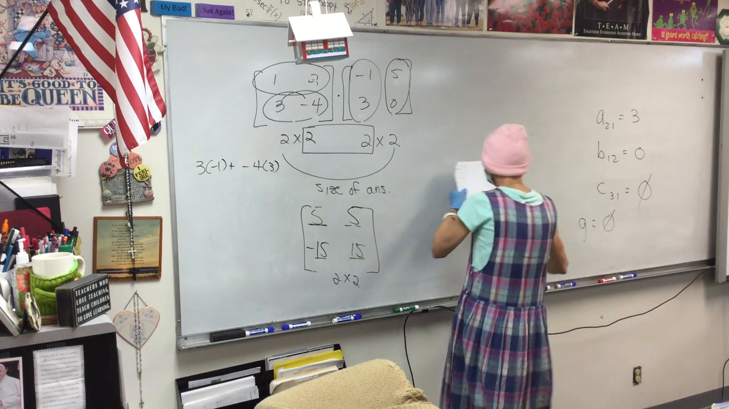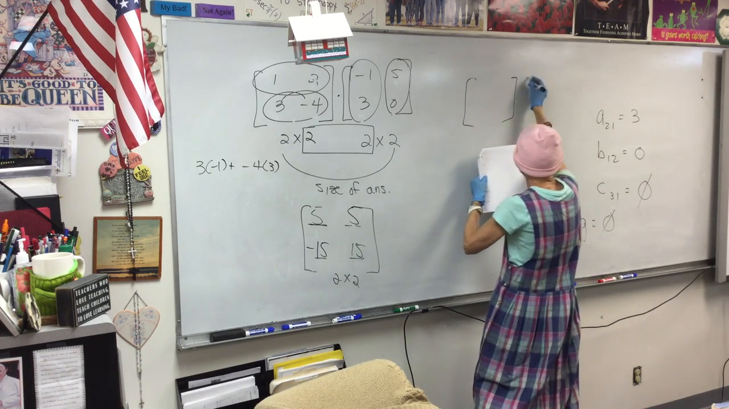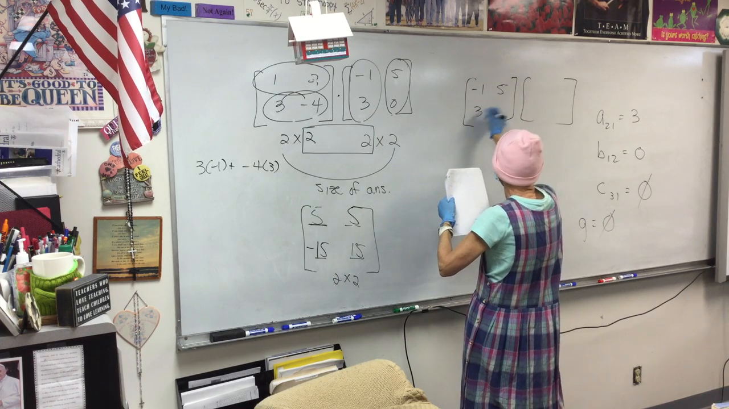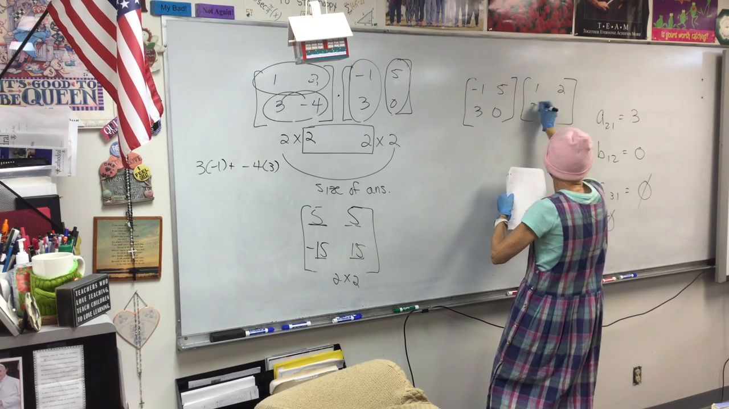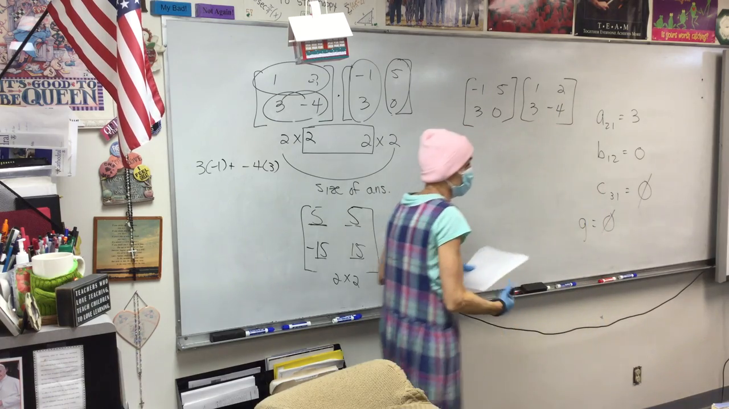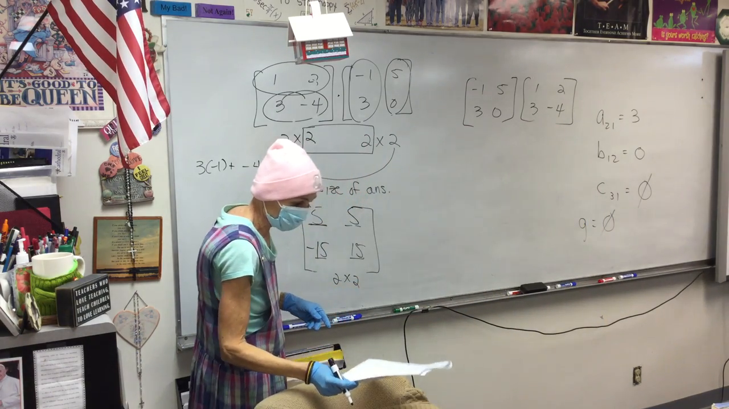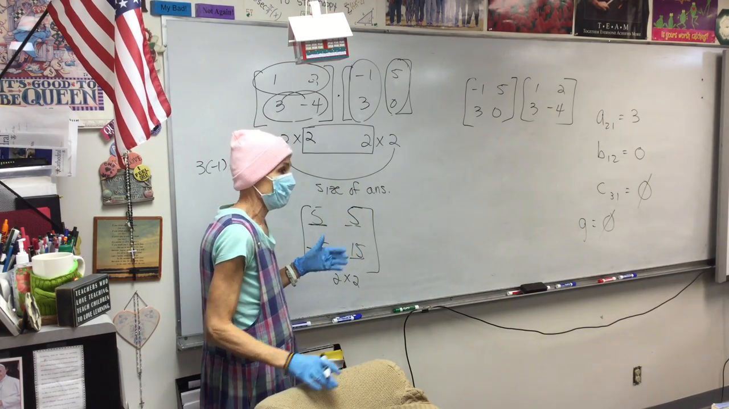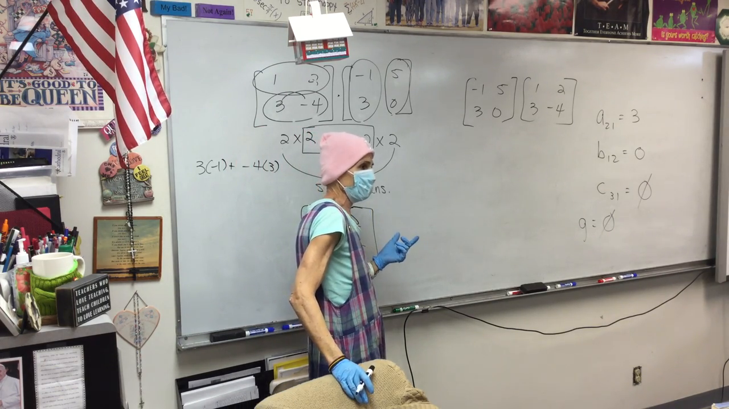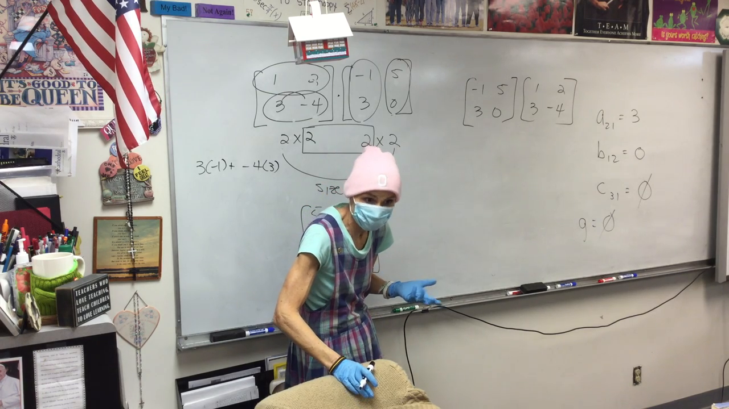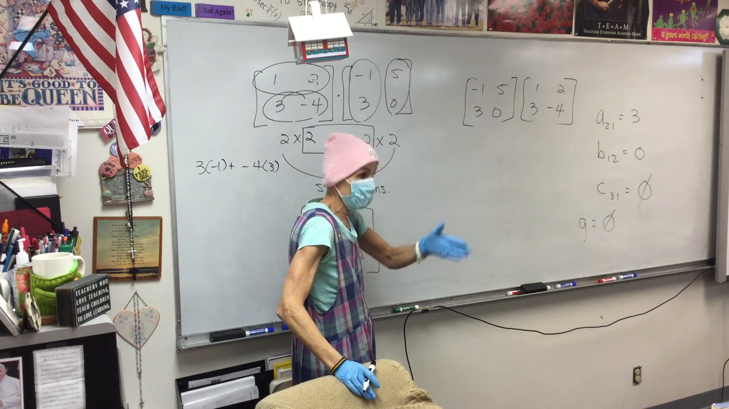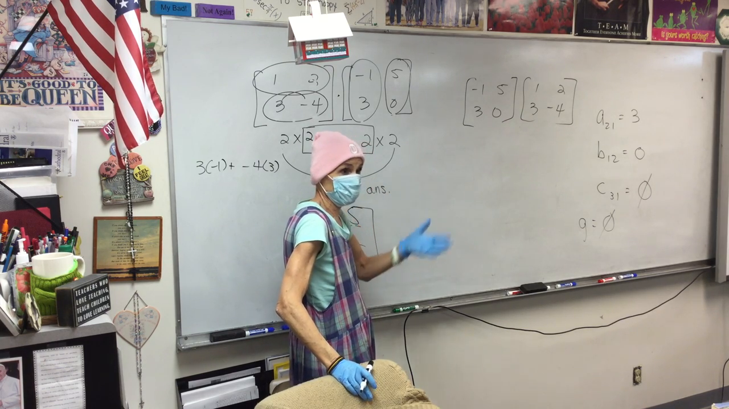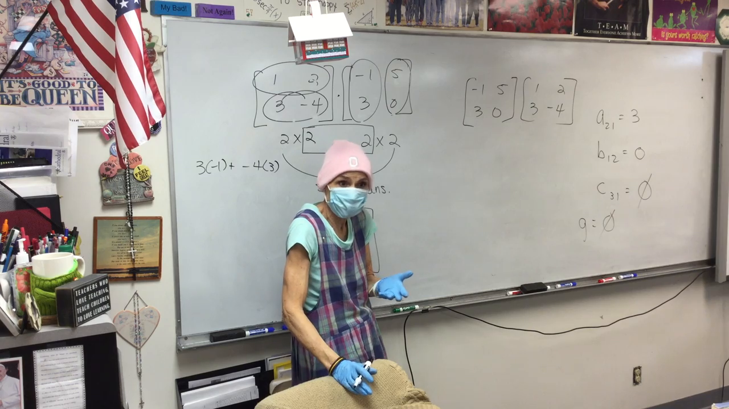Let's look at B. B says multiply the same two matrices, but in the other order. Great question. Taylor says, Mrs. Ford, multiplication is normally commutative. 2 times 3 is 3 times 2. I wonder if it works for matrices. She said, when I get the same answer. I don't know. Let's check and see.